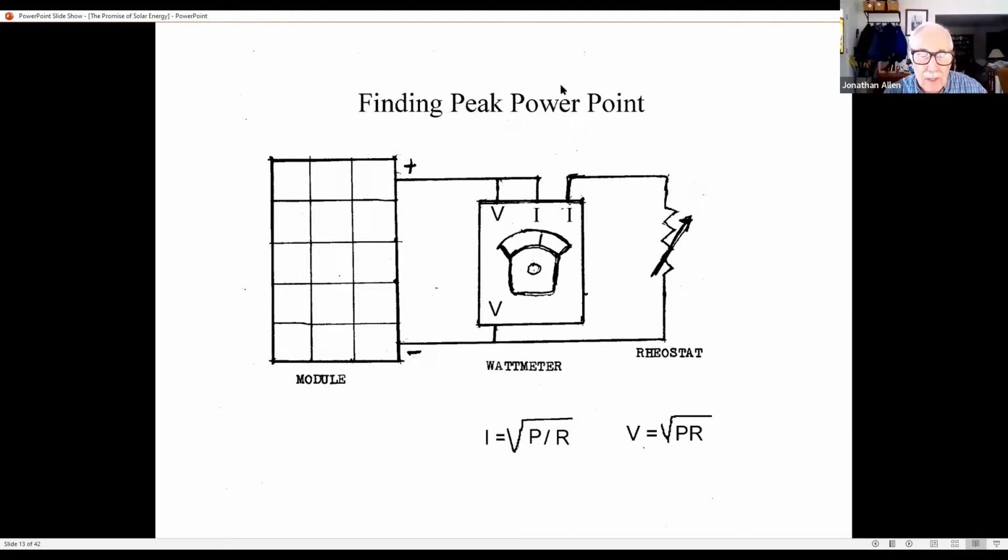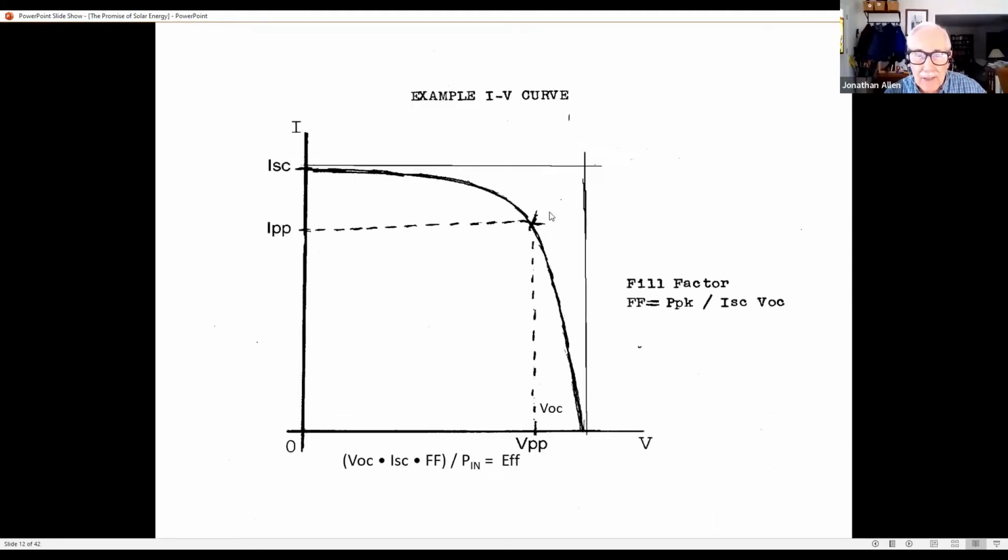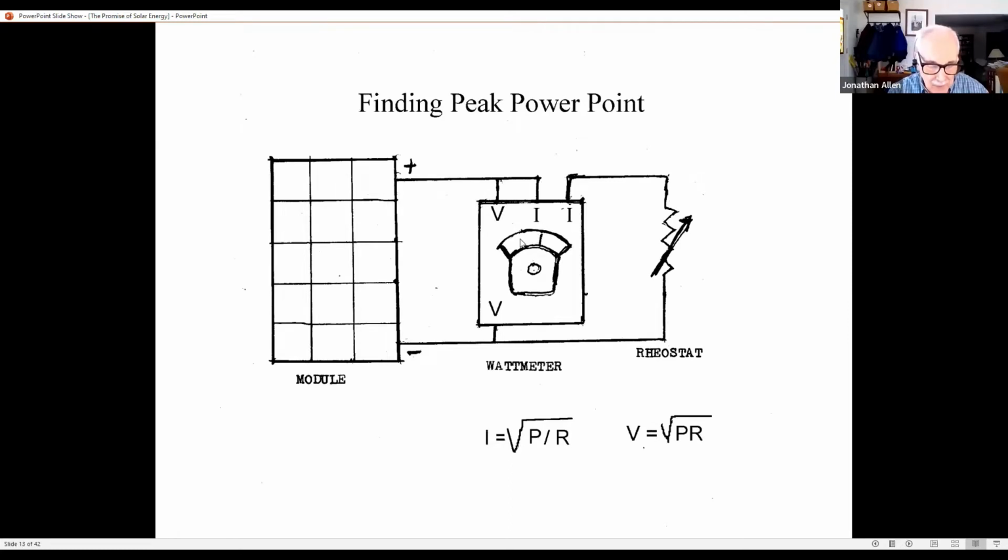So you take this variable resistor or rheostat and tune it until you get the highest reading on your watt meter, and that's your peak power point. Okay. Knowing any two of current, voltage, power, or resistance, Ohm's law lets you calculate the rest. By the way, the peak power point can vary with changes in the illumination, both the wavelength distribution and the intensity. Once again, efficiency is the electric power out divided by light power in.